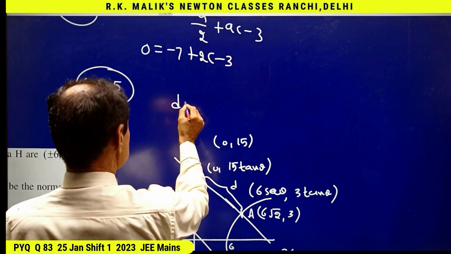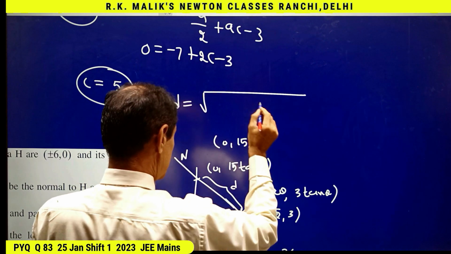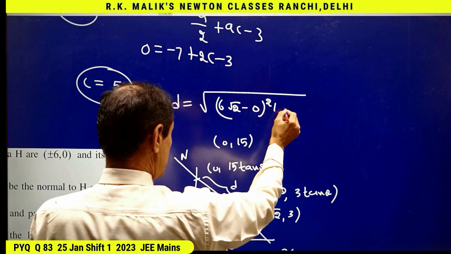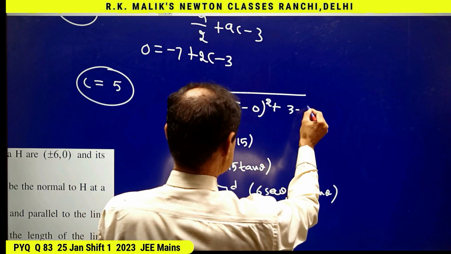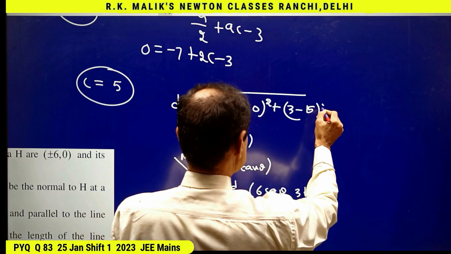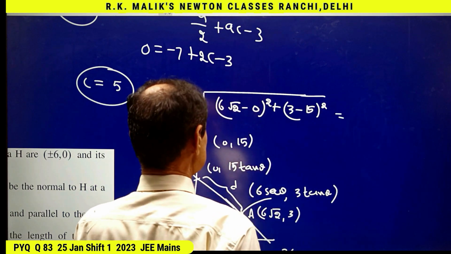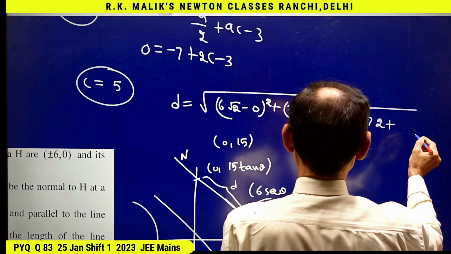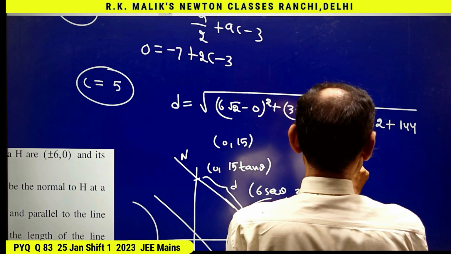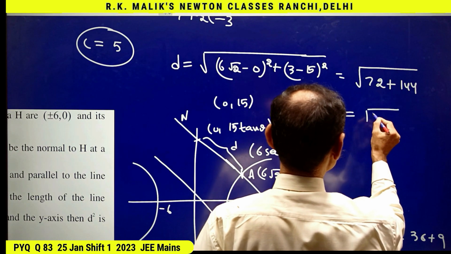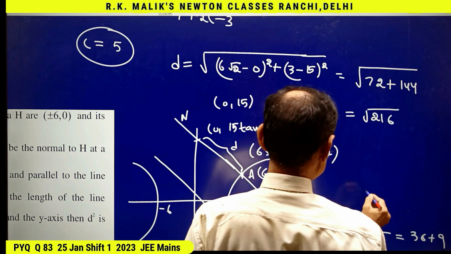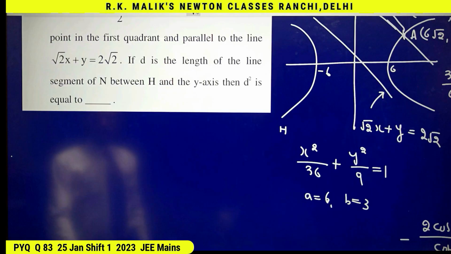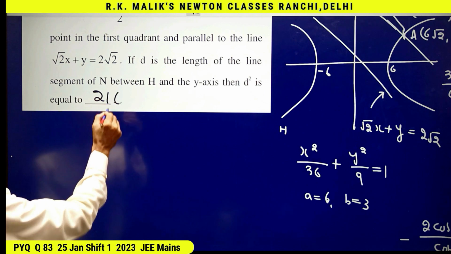Hence I can say d is equal to under root of 6 root 2 minus 0 whole square plus 3 minus 15 whole square, equal to 72 plus 144, equal to under root 216, that is d square becomes 216. Hence the answer to this question is 216.